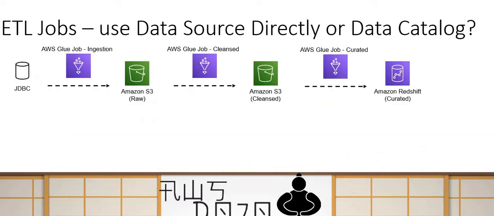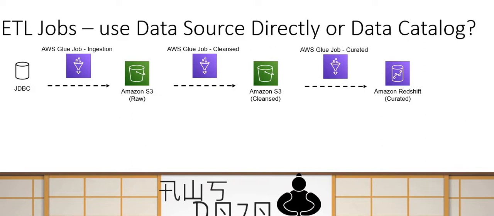Suppose you have this kind of pipeline where my source data is in a JDBC endpoint, and I'm writing an ingestion Glue job to move data to an S3 bucket, and I'm saying this is my raw data. Then I'm writing a cleansing job to take my raw data and convert it into a clean set of data. And then I have a curated Glue job, which takes this clean data and converts it into curated data.